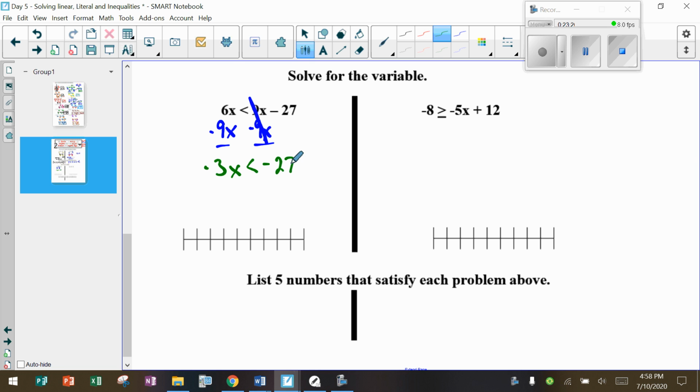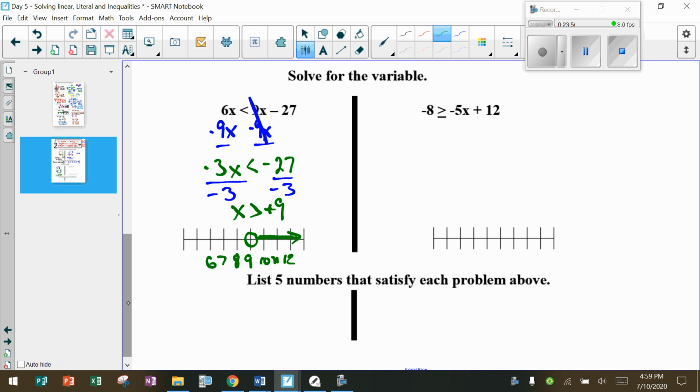Now here, to get x alone, I have to divide by -3. When I divide by a negative, the inequality sign switches and points to the opposite direction. The negative divided by a negative is positive. 27 divided by 3 is 9. So when I graph it, I still do not have greater than or equal to. It's just greater than. Circle around the 9. X is bigger than the 9, so the arrow goes up.